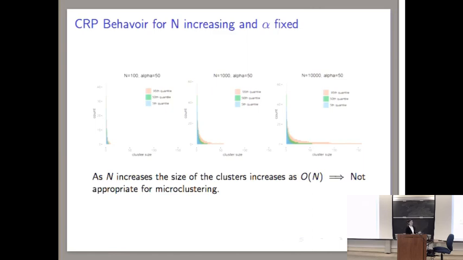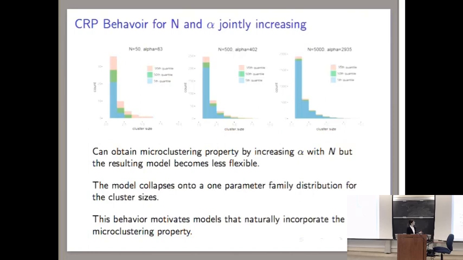So what happens when we vary n and alpha together? In this situation, we're varying n and alpha together, as we can see up here. First we looked at n equals 50 and alpha is 63, and then kept increasing them. You can see as we move along that we quickly lose the flexibility of the distribution. Specifically in this plot, it's just collapsing down onto a one parameter family.